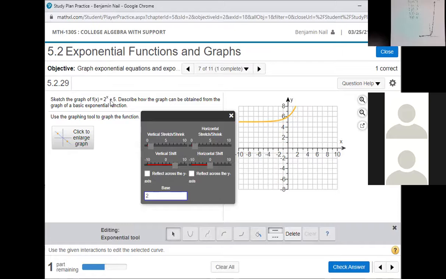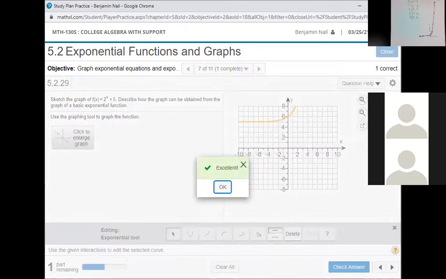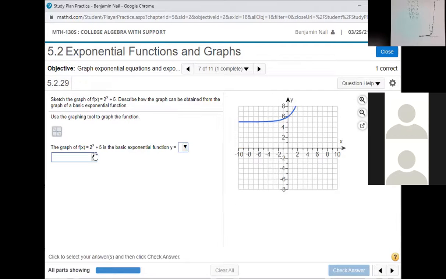If we had anything going on inside of here, we would shift our horizontal. If we needed to flip anything or stretch it, we would do that with these sliders. So you shift off of the sliders, not really off of the graph. And then you tell it to check your answer and it'll check your answer for you. If I go to the next one.